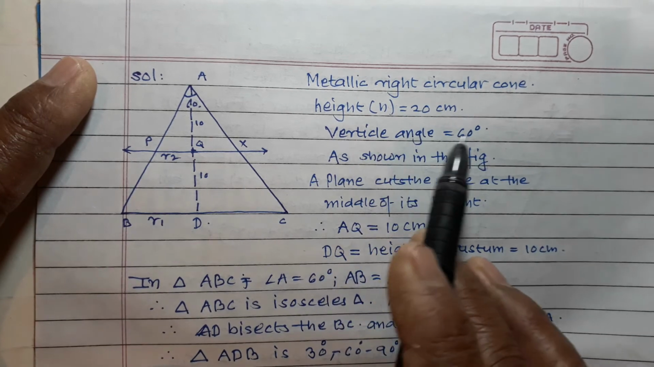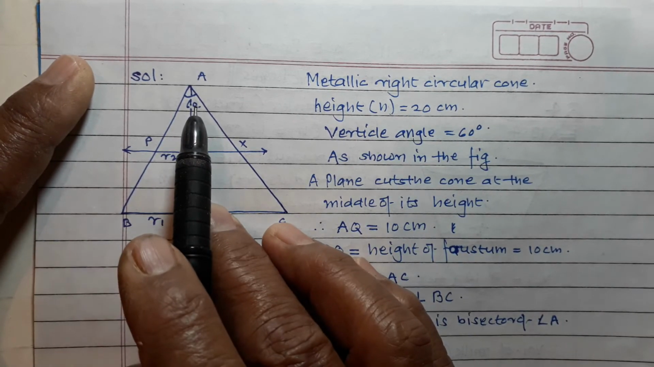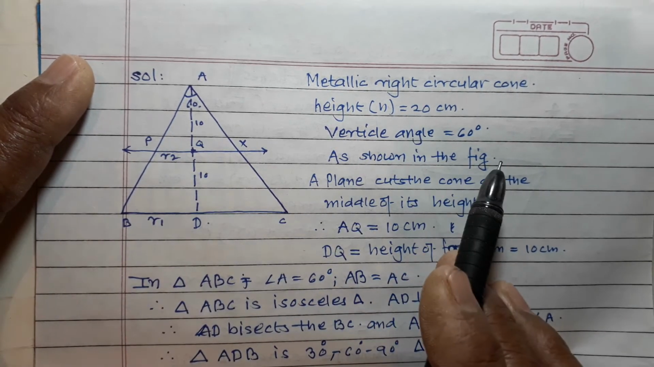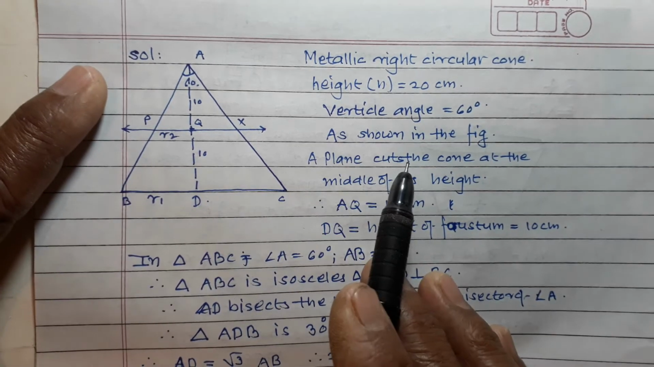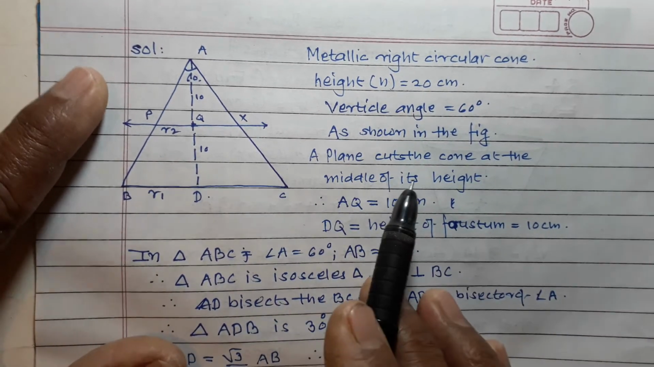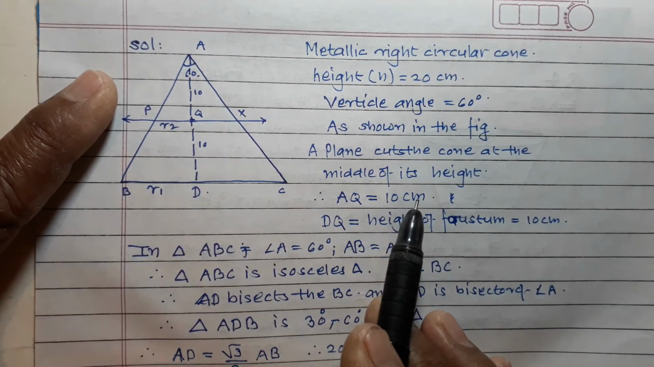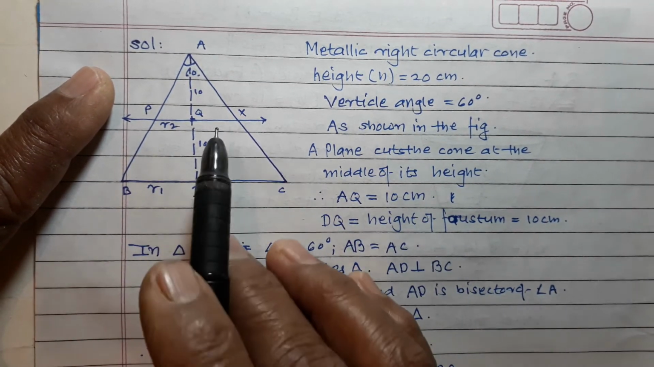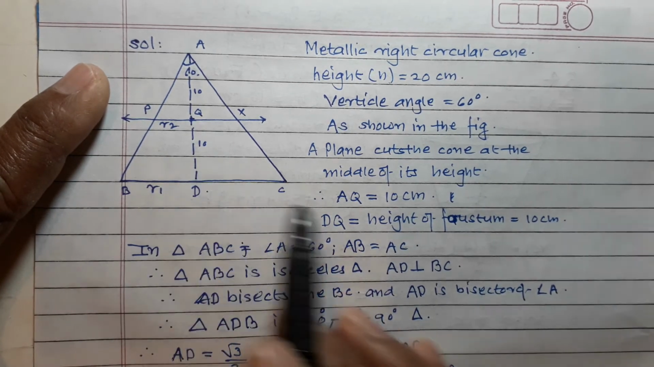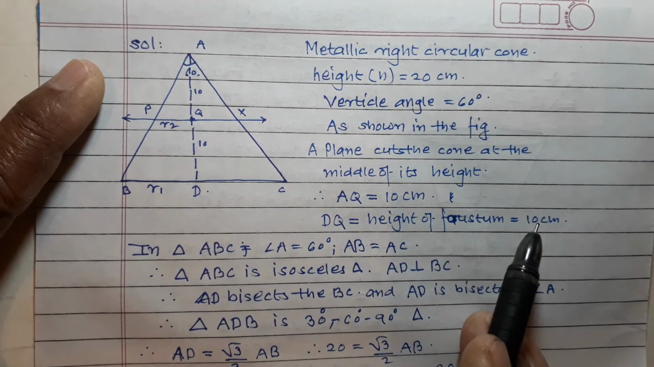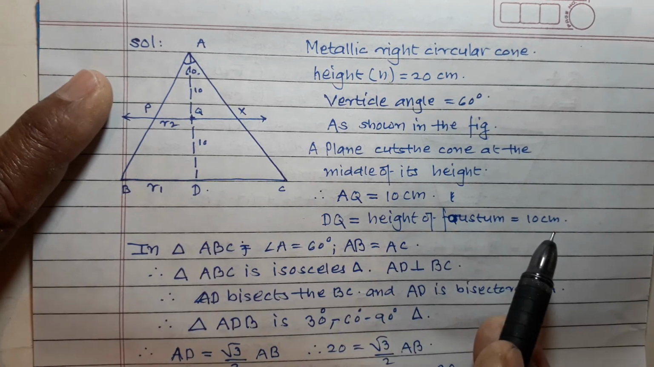So vertical angle is equal to 60, as shown in the figure. A plane cuts the cone at the middle of its height and therefore AQ is equal to 10 centimeter, and therefore DQ is equal to height of frustum, that is equal to 10 centimeter.